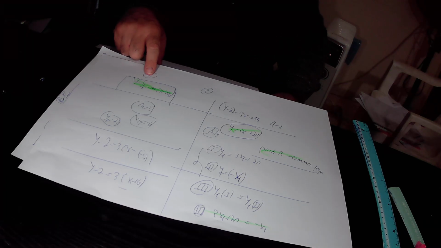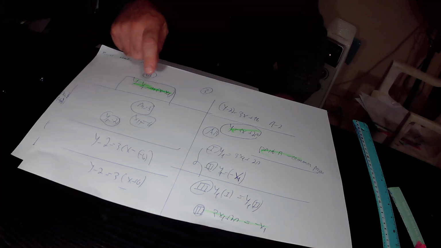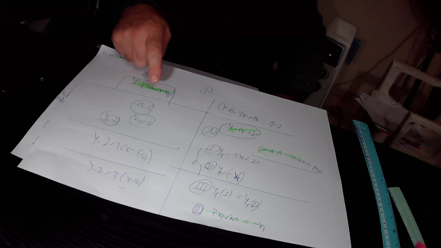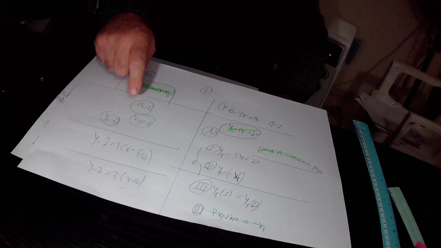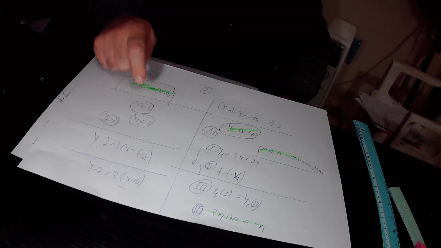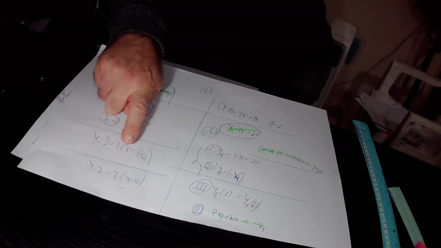So y minus y1, y1 is 2, so it is y minus 2 equals m times, and inside the brackets we have x minus x1. x1 is minus 6, therefore x minus minus 6, that is x plus 6. So in total, we found out that y minus 2 equals m times x plus 6.